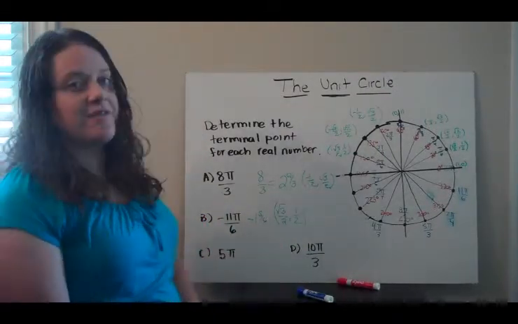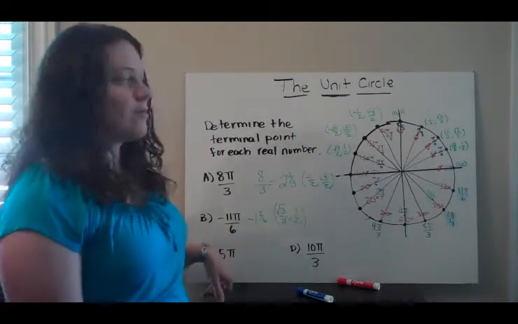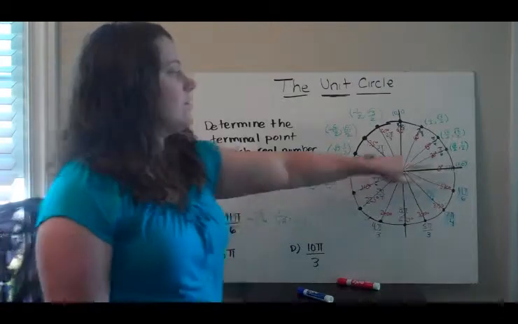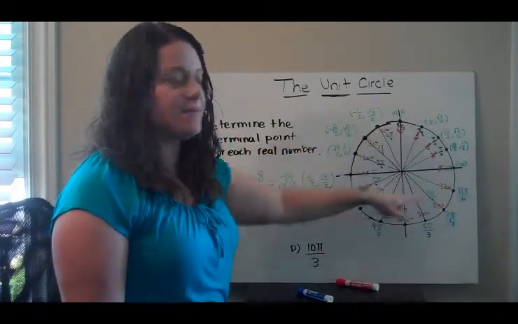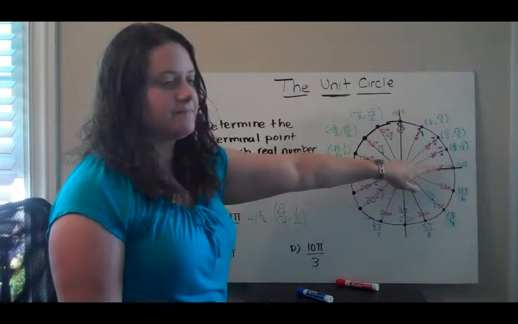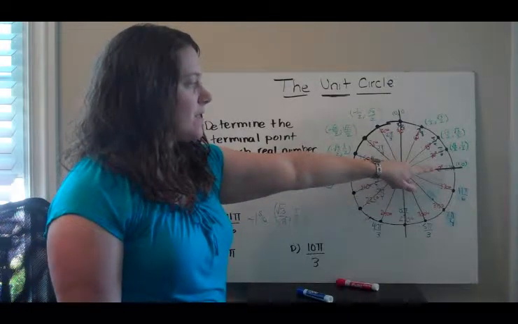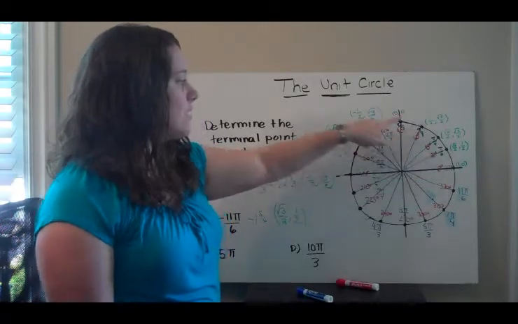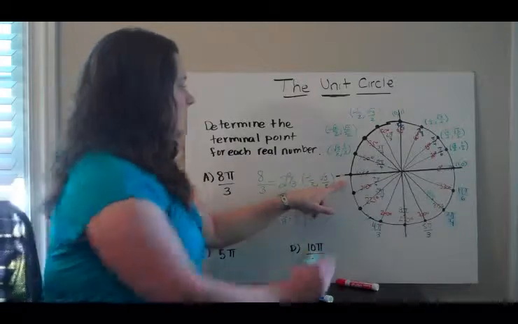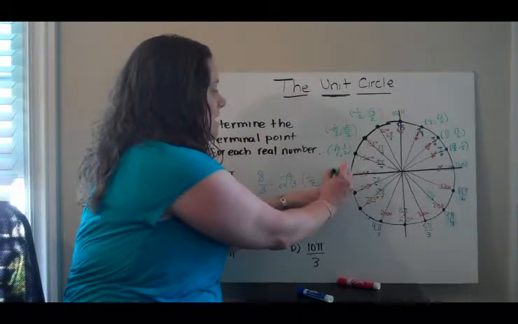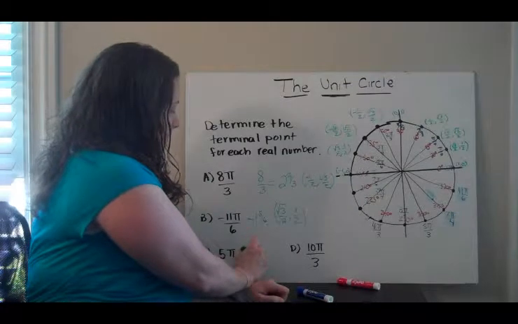Alright, so let's try 5 pi. So 5 pi should be pretty easy. Remember that the whole way around is 2 pi. So if I go all the way around once, there's 2 pi. All the way around a second time, there's 4 pi. And then if I need one more, I'm going to go right to here. And so the point right here, which we didn't mark off, is actually negative 1, 0.